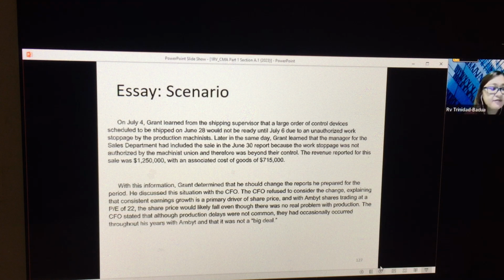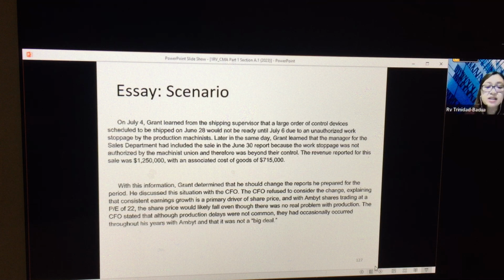On July 4, Grant learned from the shipping supervisor that a large order of control devices scheduled to ship June 28 would not be ready until July 6 due to unauthorized work stoppage by the production machinists. Later in the same day, Grant learned that the manager for the sales department had included the sale in the June 30 report because the work stoppage was not authorized by the machinist union and therefore was beyond their control. The revenue reported for this sale was $1,250 with an associated cost of goods sold of $715,000.